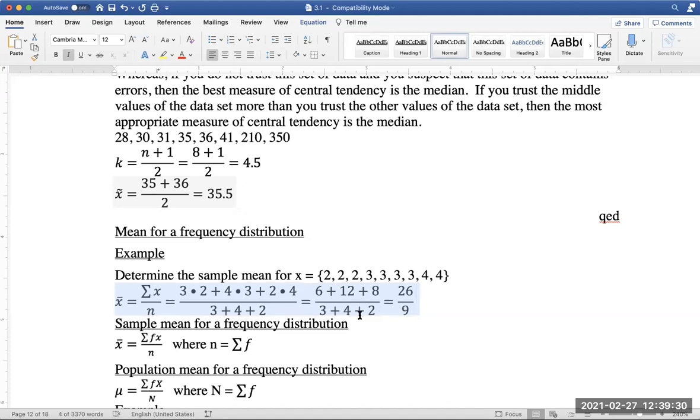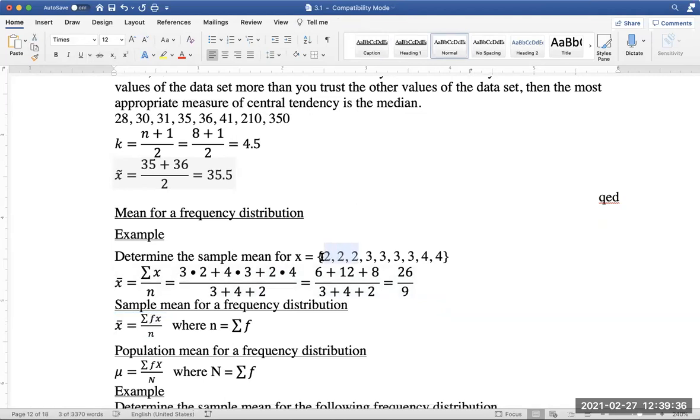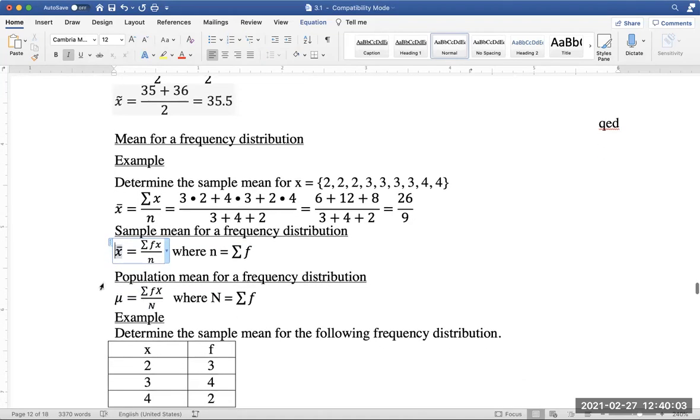So if you notice, what I'm doing is the following. I'm saying, take the frequency, how many times the 2 repeated. Add those up. So do the frequency times x and then divide it by n. So the formula for the sample mean for a frequency distribution is sum fx over n, where n is the sum of f. Similarly, for a population mean for a frequency distribution, mu is the sum fx over n, where n is the sum of f.